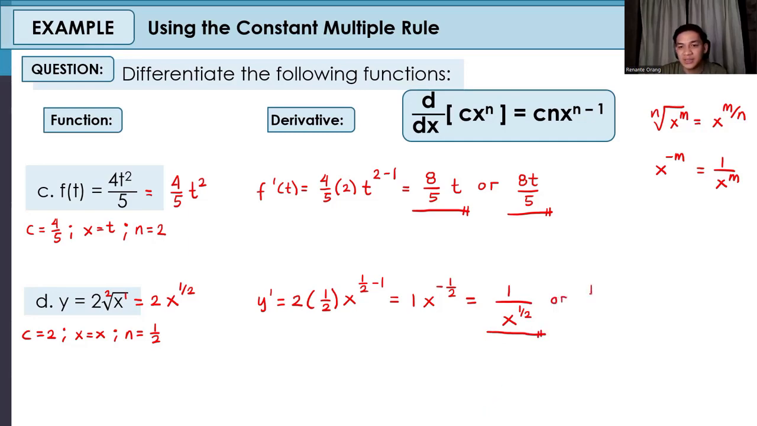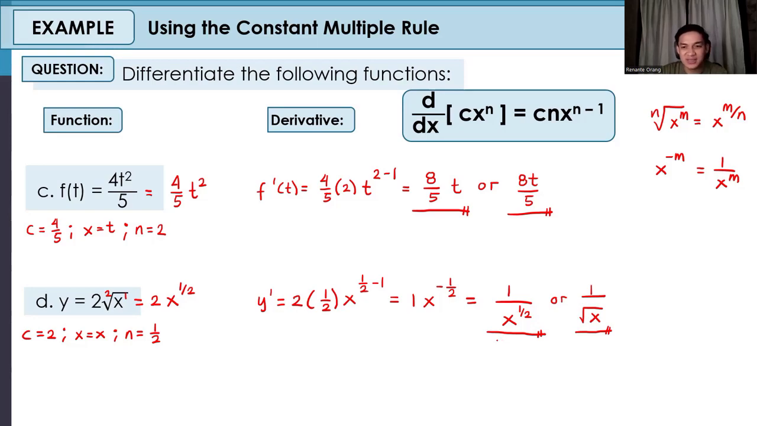Or, pwede ding ibalik natin siya into radical form. X raised to 1/2 is the square root of x. Final answer. There are some other books, class, that hindi daw pwede yung merong square root sa baba or radical sa baba. So, we need to rationalize daw. But again, dito sa ating subject, differential calculus, okay lang naman na merong radical sa baba. Pwedeng may square root, cube root sa baba. Or pwedeng may exponent na naka-fraction sa baba.